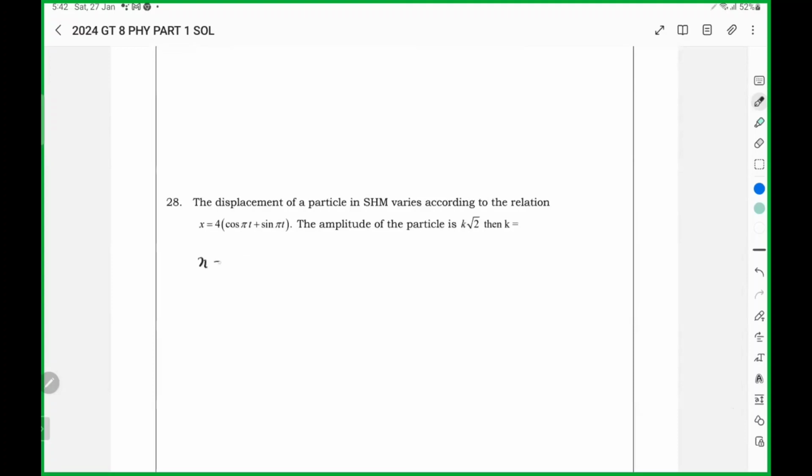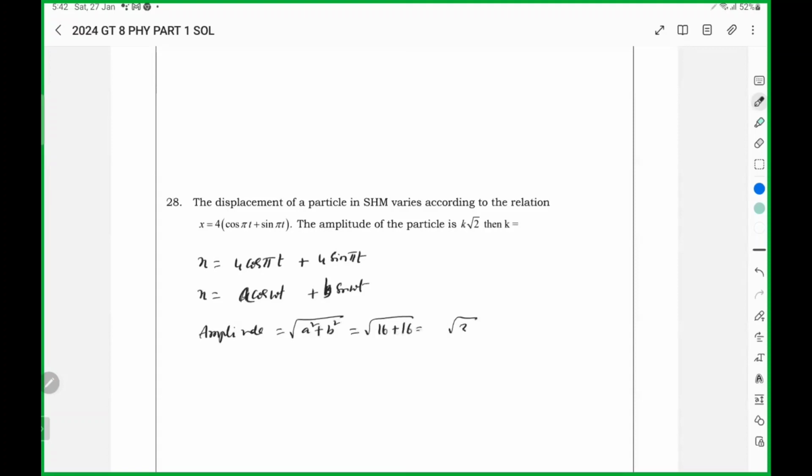Here 4 cos pi t plus 4 sin pi t, it is of the form a cos omega t plus b sin omega t. Amplitude will be, let us say a, b, root of a square plus b square. 16 plus 16, 4 root 2. K root 2 he given. K value is 2.